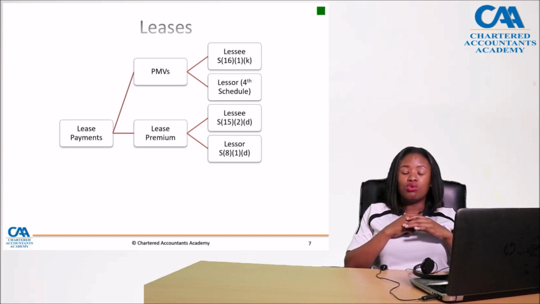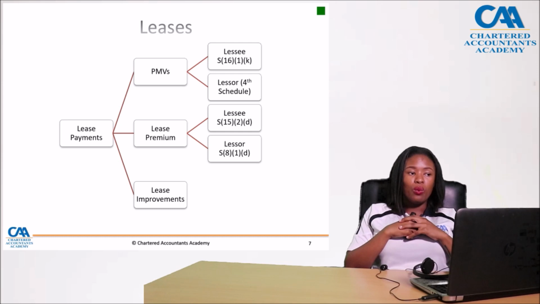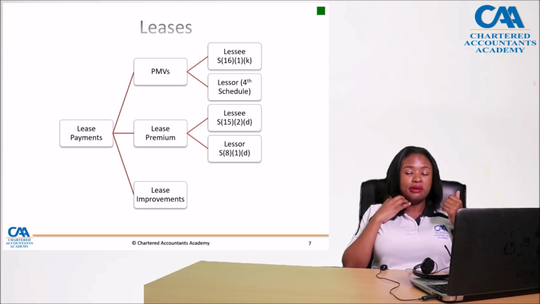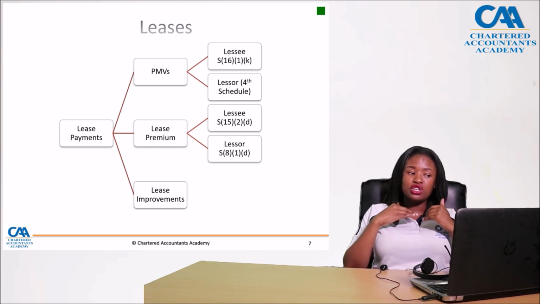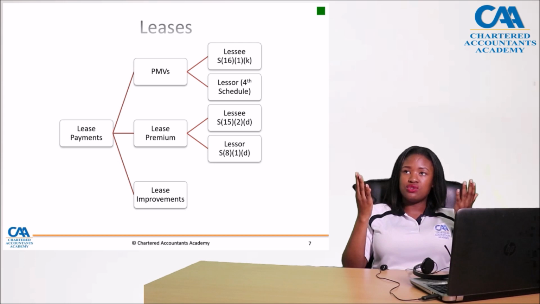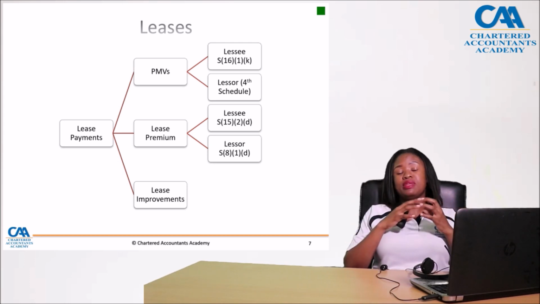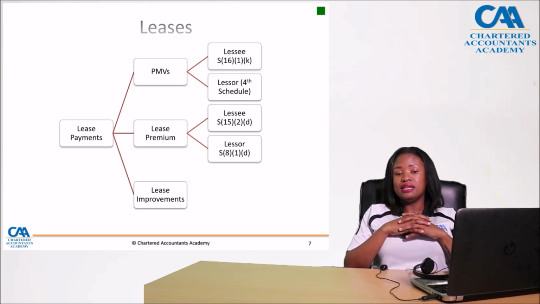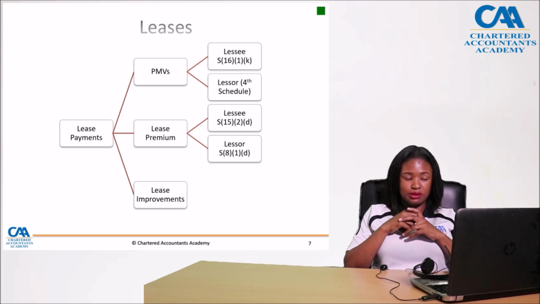And then we also have what are called lease improvements. So you'll find that in certain cases, lessees and lessors enter into agreements whereby they will say, you can rent my property, but as per the agreement, you have to put pavers so it looks nice. You have to maybe change the roof, put new tiles or something like that. So what then happens is the taxman needs to tax these arrangements.